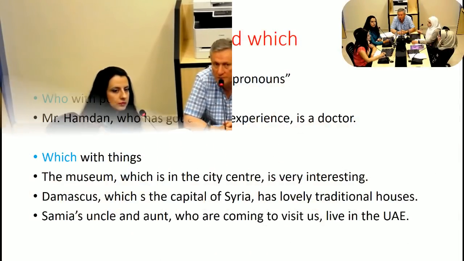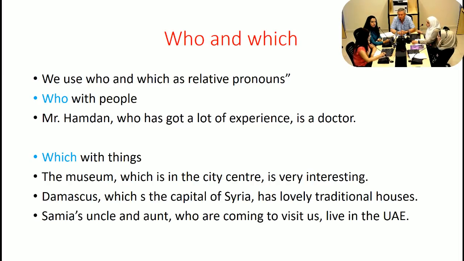Who and which. Usually in the exam we have a question to choose between who and which or a missing word. So we use who and which as relative pronouns. Who is used with people, it refers to people. For example, Mr. Hamdan, who has got a lot of experience, is a doctor. Here who refers to Mr. Hamdan.